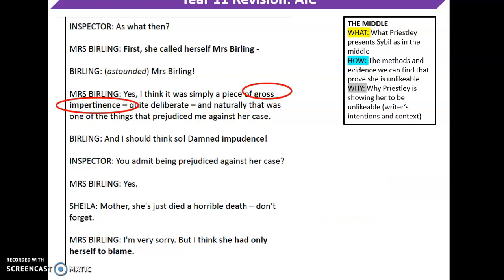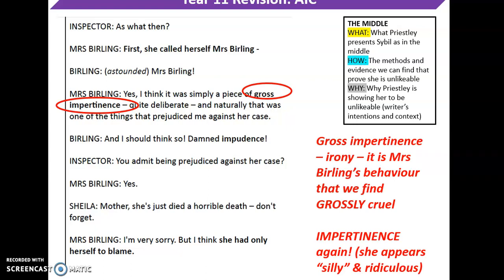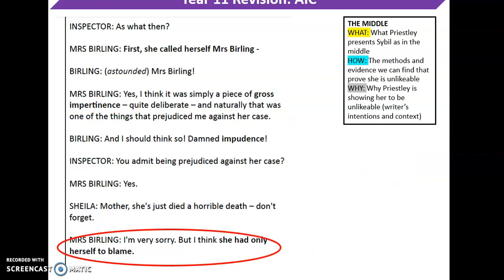I think it was a piece of gross impertinence. What an irony. In fact, this is ironic because it's Mrs Birling's behaviour that we as an audience find gross. We find her grossly cruel. We find her behaviour to be totally unnatural. This is a repetition of an earlier idea. Earlier in the play, Mrs Birling uses the word impertinent, and Sheila says, perhaps because impertinent is such a silly word. Well, we see that Mrs Birling hasn't listened. She's using that silly, ridiculous word again, and she appears silly and ridiculous to us as an audience.